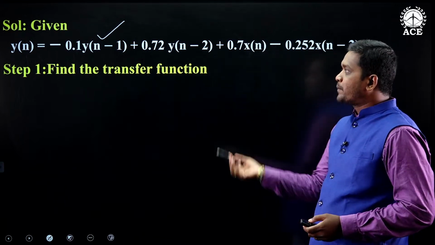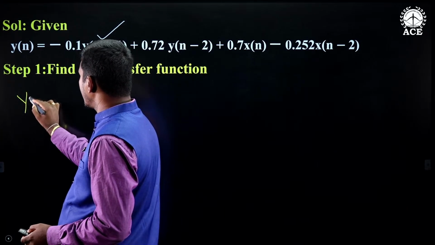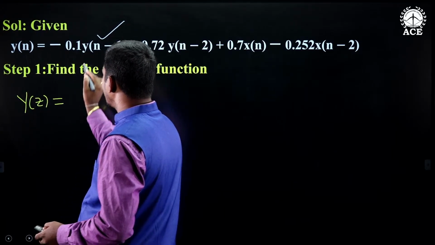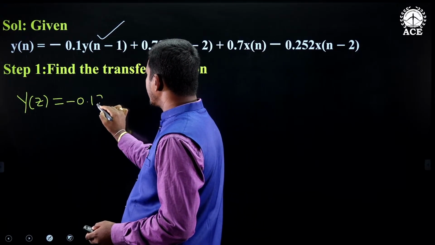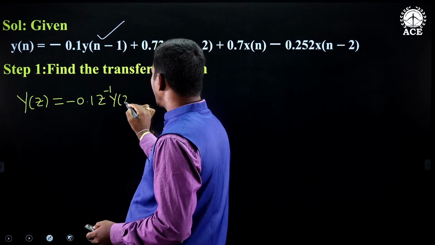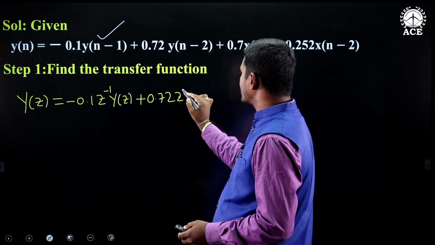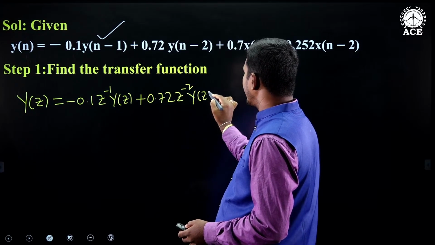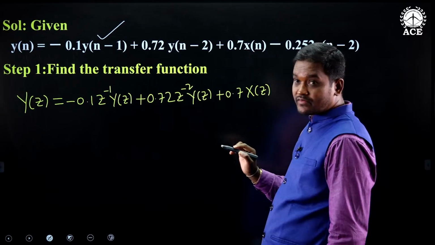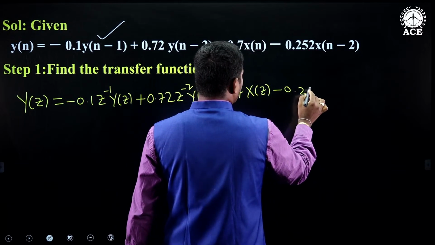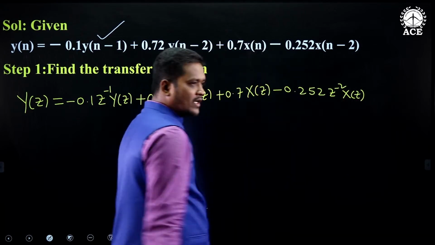Apply Z transform to the above difference equation. Then tell me, y of n Z transform is how much? Y of z equals, tell me, what is the Z transform of this one? Minus 0.1 y of n Z transform is z inverse y of z, plus 0.72 y of n minus 2 Z transform is z power minus 2 y of z, plus 0.7 x of n Z transform is x of z, minus 0.252 x of n minus 2 Z transform is z power minus 2 into x of z.